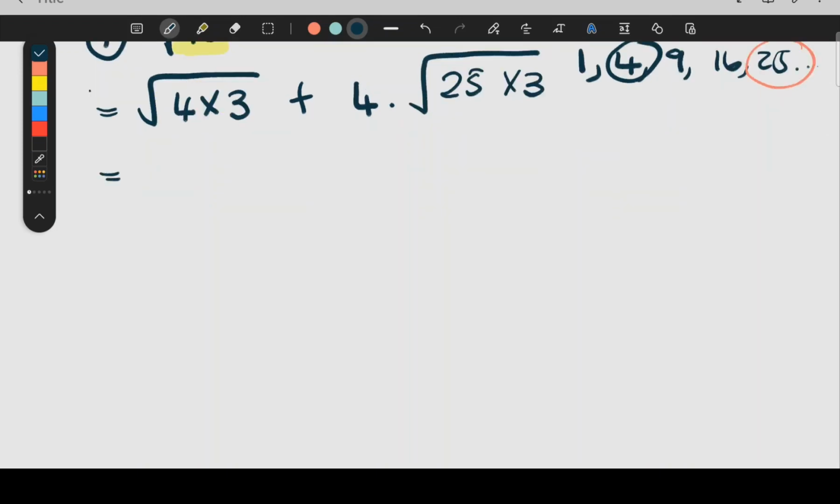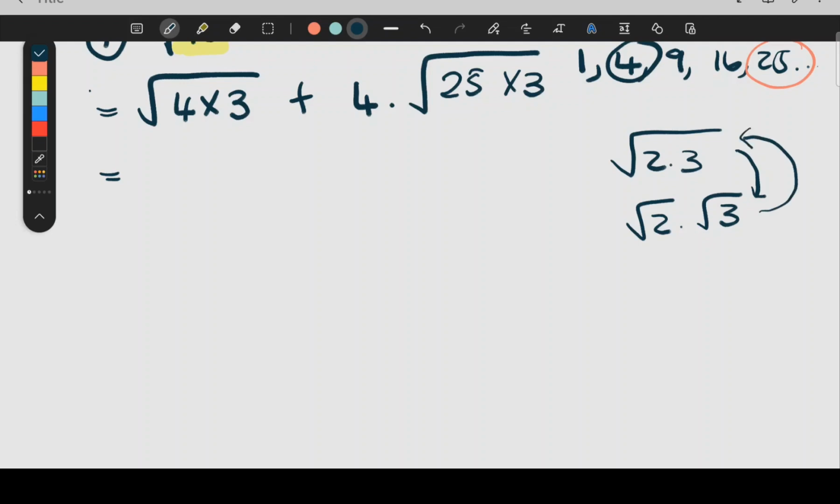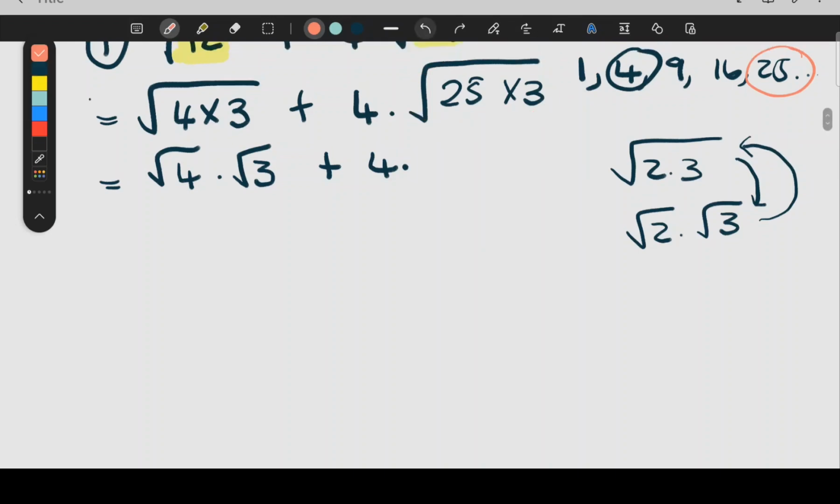In my next step, there's a rule that says if you multiply two numbers under a root, you can actually split them up like this. So you can go from this to this, or you can go from this back to this. So I'm going to use this. I'm going to split that up. This will become root 4 times root 3 plus 4. And then I'm going to split this up. So this will become the square root of 25 times the square root of 3.